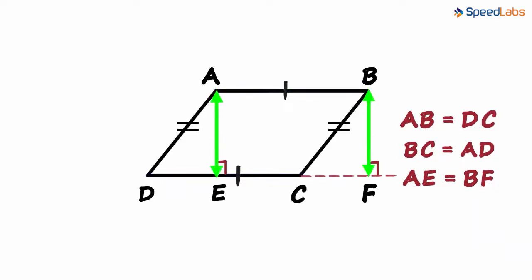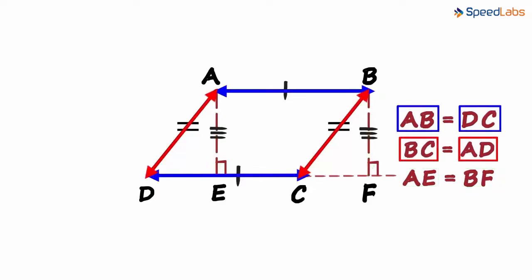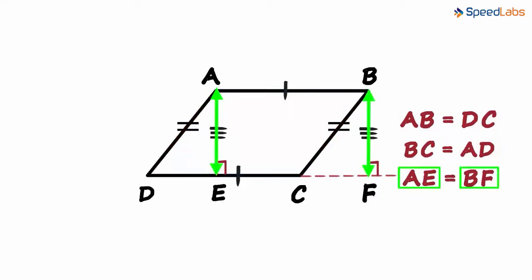As the perpendicular distance between two parallel lines is always equal, AE equals BF. Let's mark triple lines on both of them. From the figure, we can say that these two are equal, these two are equal, and these two are also equal. These two pairs are equal since it's a parallelogram, and these two lengths are equal by our construction.